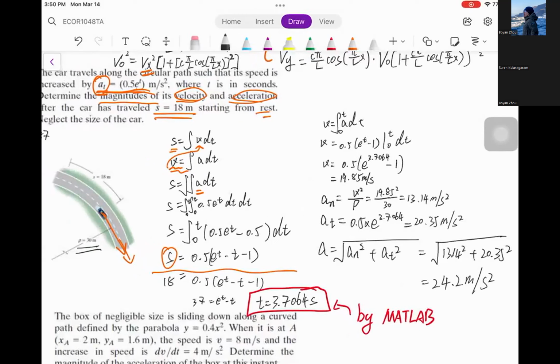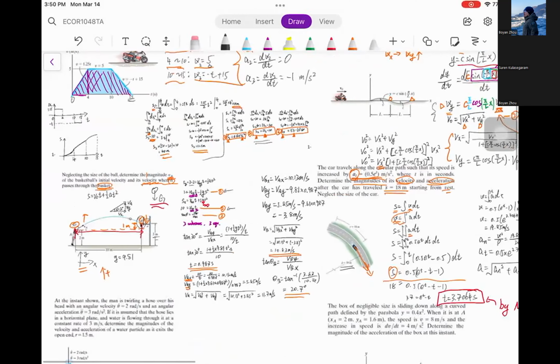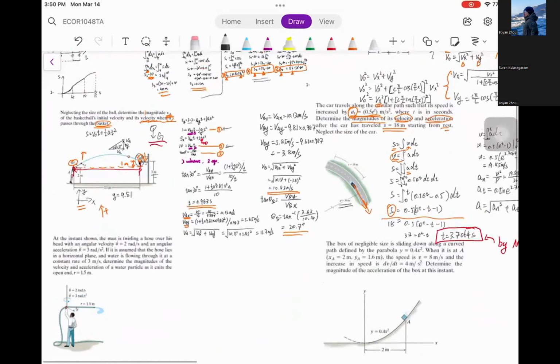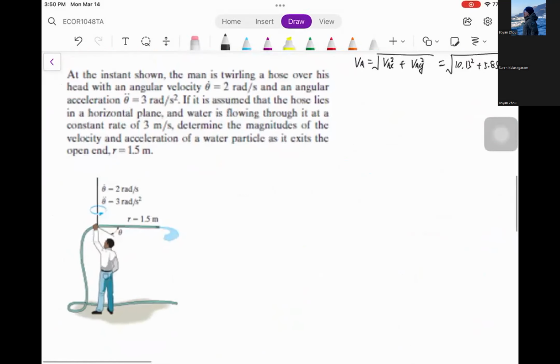Are we agreed on this? Okay, next one. So this one is going to be very easy. Why is my computer frozen?